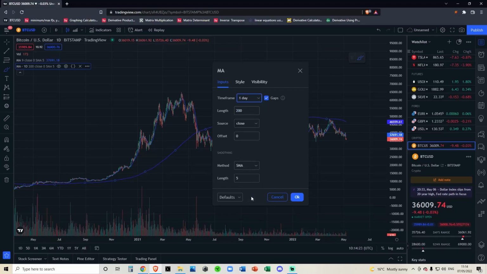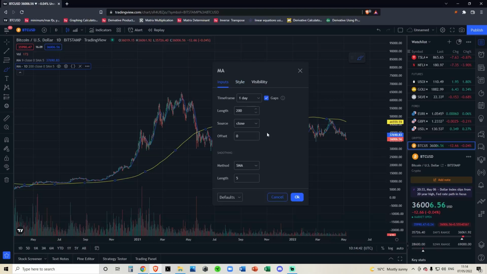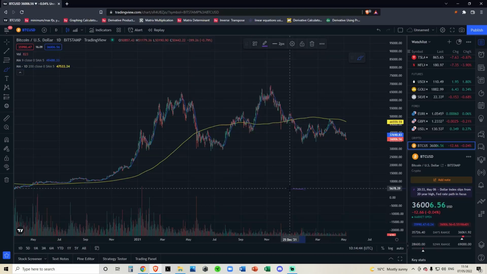This simply means that if we did go into a different time frame, like the 4-hour, the weekly, the hourly, then the 200-day moving average would stay the exact same. And like we said, we're going to mark this yellow, and then you just want to click OK, and there you go, you've got your 200-day moving average on the chart.